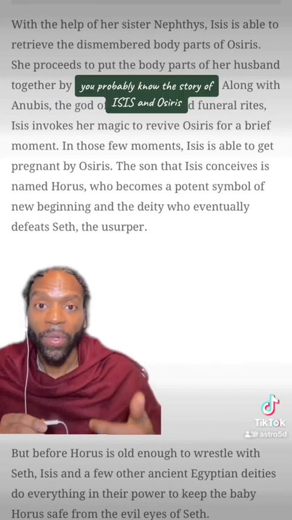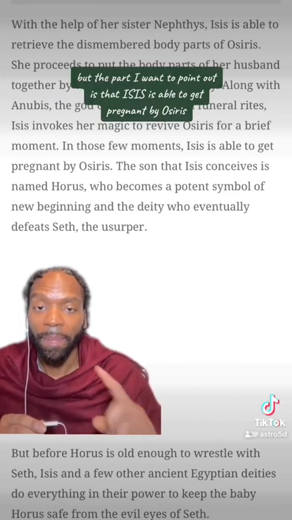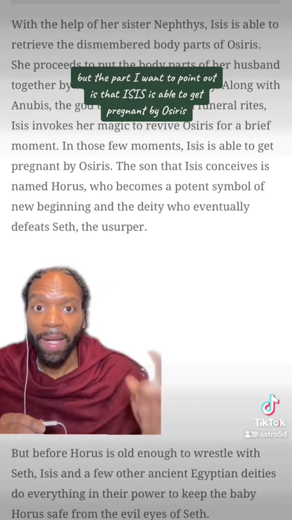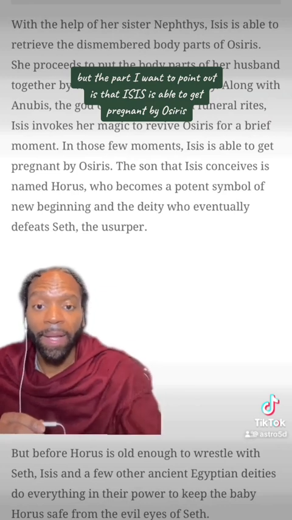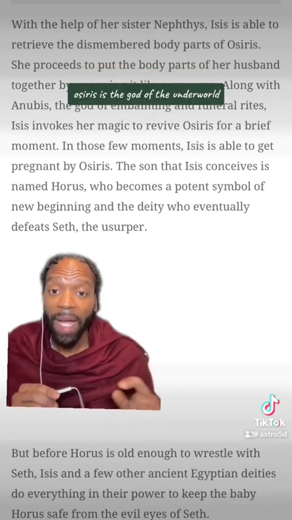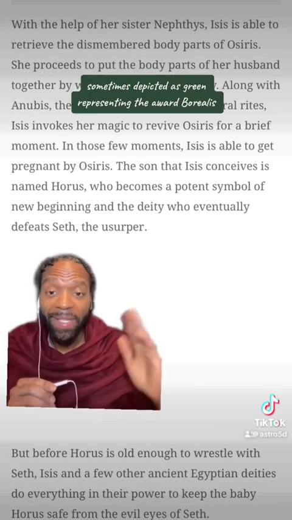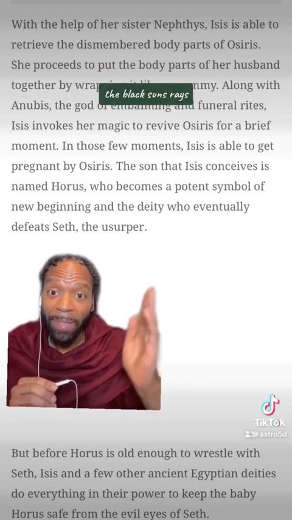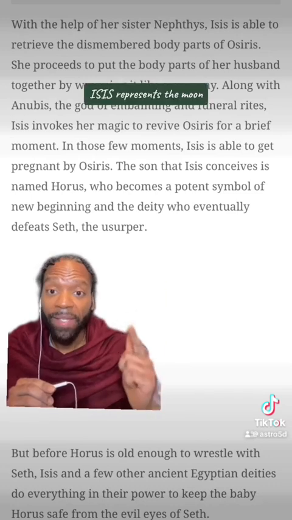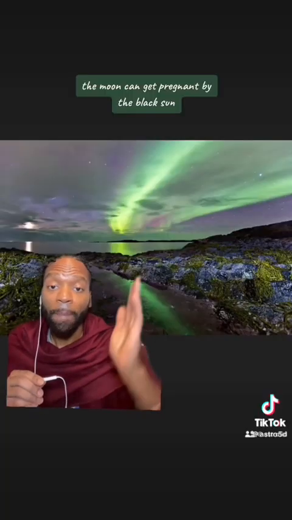You probably know the story of Isis and Osiris, but the part I want to point out is that Isis is able to get pregnant by Osiris. Osiris is the god of the underworld, sometimes depicted as green, representing the aurora borealis, the black sun's rays. Isis represents the moon. The moon can get pregnant by the black sun.